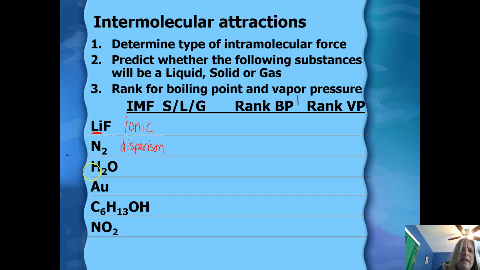All right, on to the next one. Ask yourself, is the first thing a metal? No, hydrogen's not a metal. I know it's over by the metals, but it is a nonmetal. Once you've answered the question, no, the next thing I want you to do is, if it's a nonmetal, ask yourself, is there a hydrogen? This one has a hydrogen. And is it bound to a nitrogen, oxygen, or fluorine? Well, it's bound to an oxygen. So this makes it hydrogen bonding.